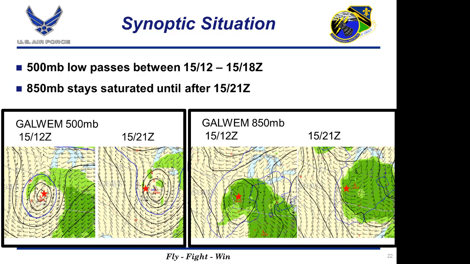The synoptic situation indicates the 500 millibar low southwest of the station on the November 15 12Z forecast chart, but well east of the station by 21Z. At 500 millibars, the deformation zone begins to dry out, but you can see the 850 millibar moisture remains 90% the entire period.